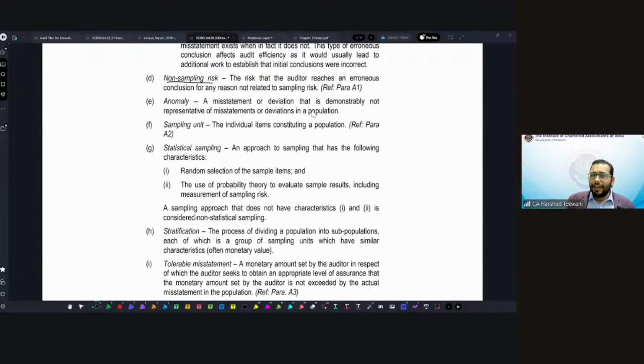Anomaly is a deviation which is one-off in nature, very small, and does not represent the entire population. So it is a deviation or misstatement, but it is not representing the entire population. That's called an anomaly. Sampling unit is one single unit. Yes, sir, give an example for anomaly. Okay.